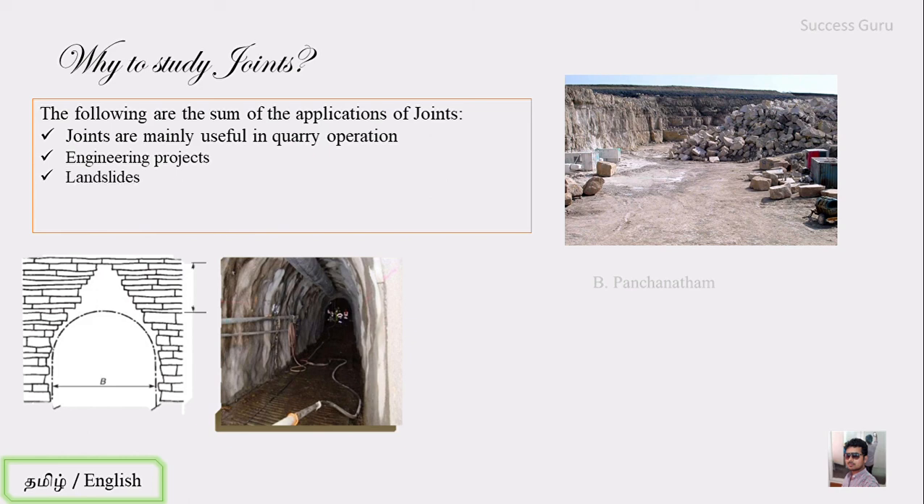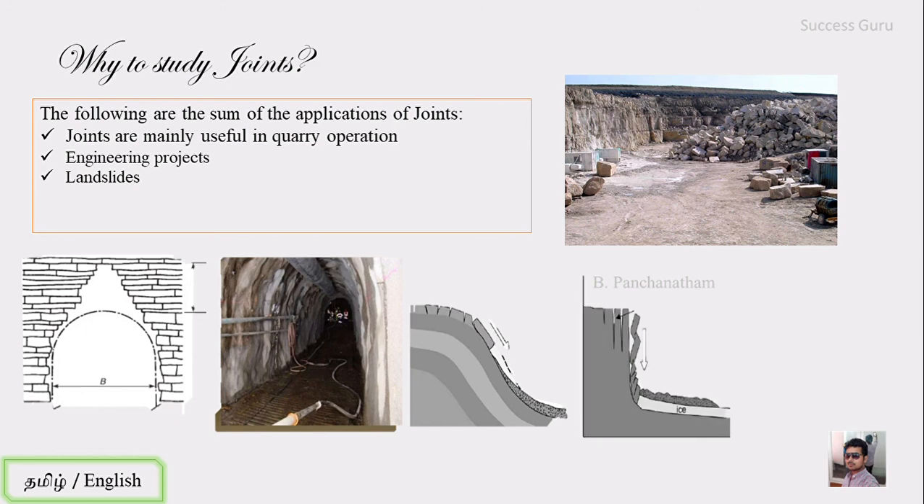And the third one is the landslides. You can see the landslides, which is due to the joints, results in landslides. According to the orientation of the joints, there will be a landslide or there may not be a landslide. So during landslide analysis, the joints are studied in detail.